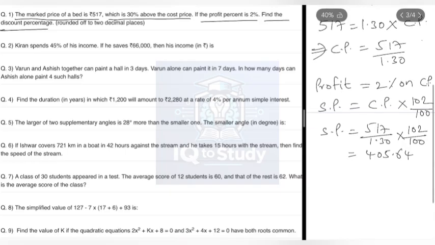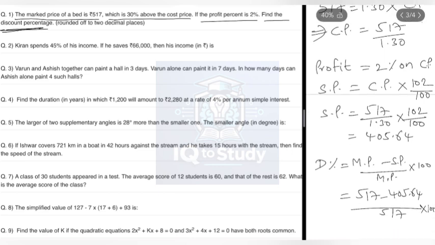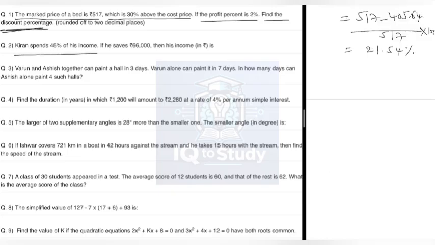We have to find the discount percentage. The formula of discount percentage is market price minus selling price divided by market price into 100, which is 517 minus 405.64 divided by 517 into 100. After simplification, we get 21.54%.